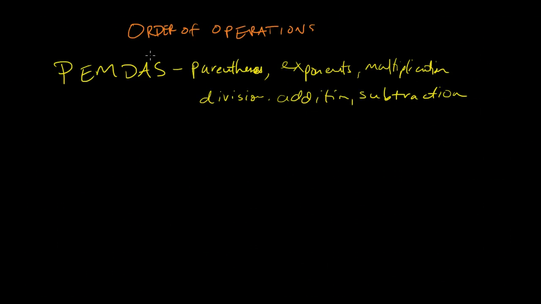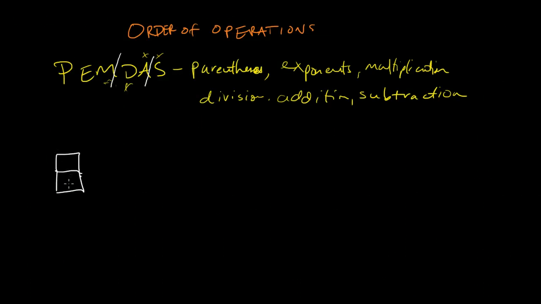And while PEMDAS is a good mnemonic device for remembering your order of operations, it might be a little bit misleading. For instance, you might think you should need to do all the multiplication before you do the division, or all the addition before you do the subtraction, and really that's not the case. You want to take multiplication and division and then addition and subtraction in the order in which they occur from left to right.